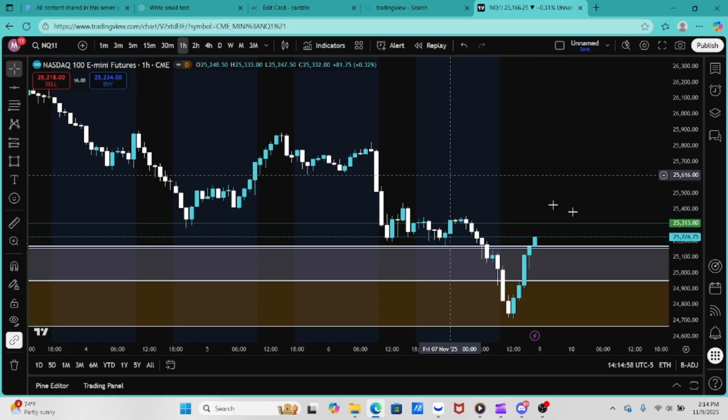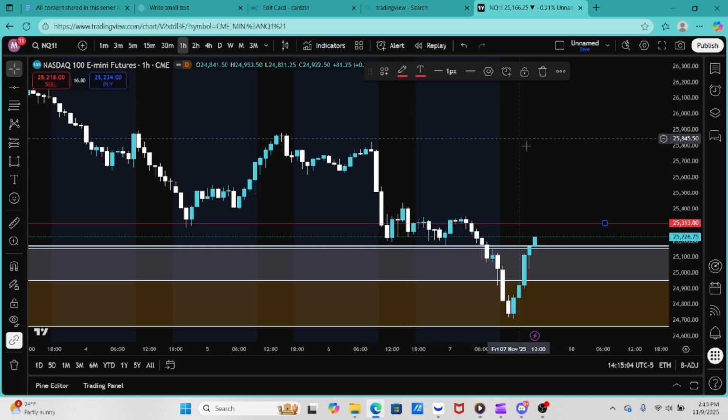You see that? It's going to be that first profit target, the bottom of that order block. That's where we're headed to. So that's 13.13. We're currently at 25.226, so we should see a move straight up there.